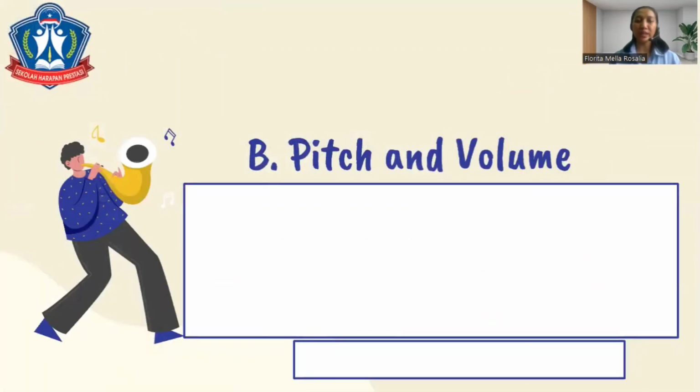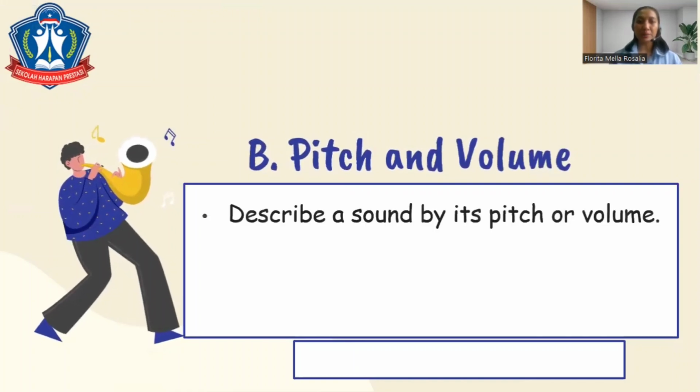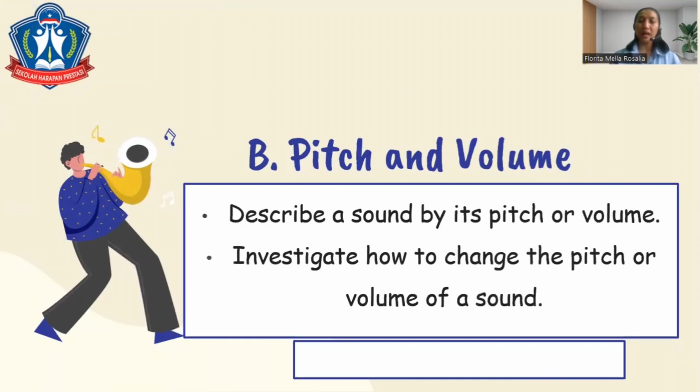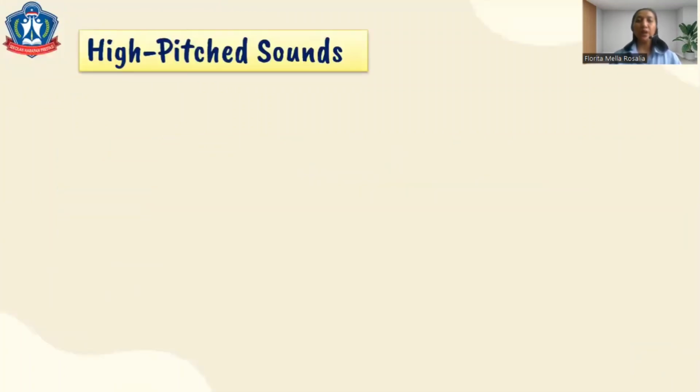Now let's continue with lesson B, pitch and volume. You are going to describe a sound by its pitch or volume, and then investigate how to change the pitch or volume of a sound. You can open the student's book, page 109 until 114. So we have two types of pitch. The first one is high-pitched sounds. Can you hear the examples here?